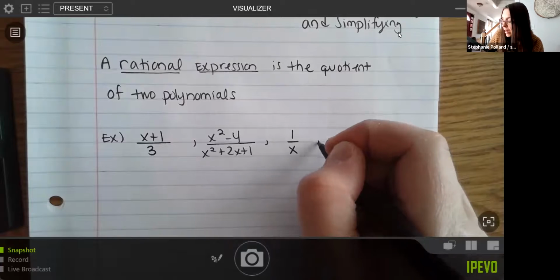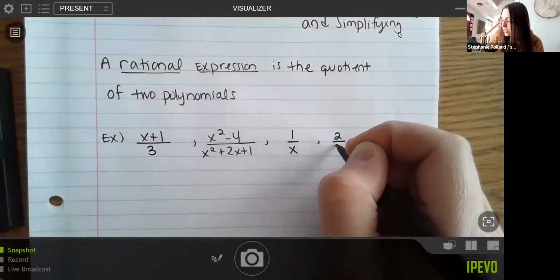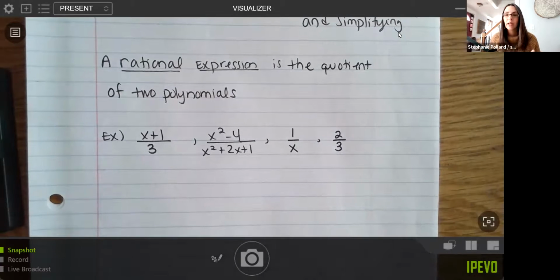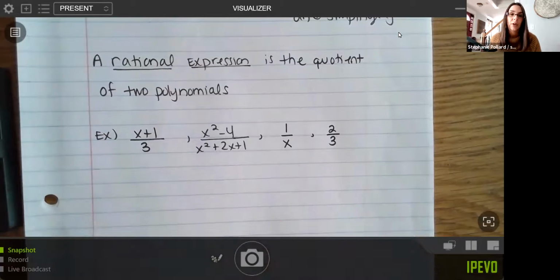Technically, even a fraction would still be a rational expression. 2 and 3, I know they're both constants, but they do still fall under the definition of polynomial. So you can even count something like this. But typically in this section, again, we're not going to just focus on the basic fraction stuff. We're going to really focus on things that have x's in your numerator and denominator.